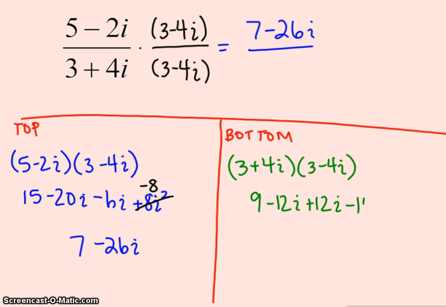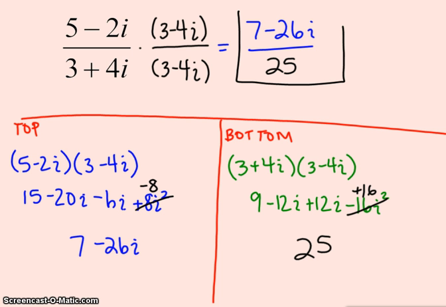4i times negative 4i is negative 16i squared. Remember, i squared will change the sign, so this is a plus 16. 9 plus 16 is 25. Oh, I should not circle that answer, as that is not our final answer. However, I can put the 25 in the bottom of the fraction, and 7 plus 26i over 25 is my final answer.